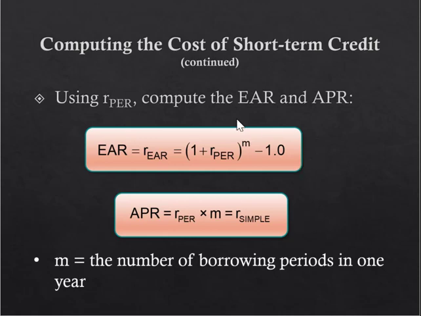The effective interest rate and annual percentage rate, using our period: the effective interest rate is going to be 1 plus the required rate of return, raised to the number of borrowing periods in a year, minus 1. And the APR, annual percentage rate, is essentially the rate for the period times the number of borrowing periods.